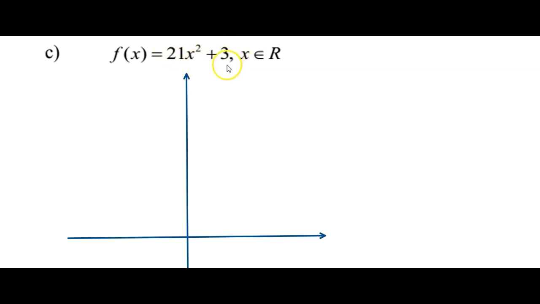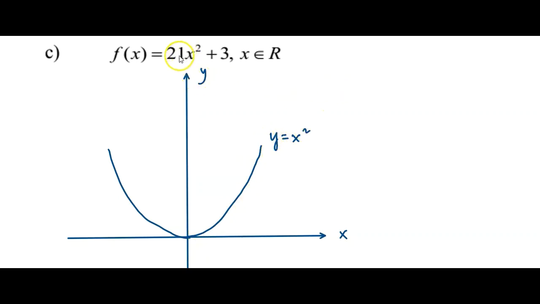Okay, so we don't need to use the completing the square method. We just use the transformation approach to sketch this. So we start with y equals x squared. This is y equals x squared, which I draw as a parabolic shape, and it passes through the origin.